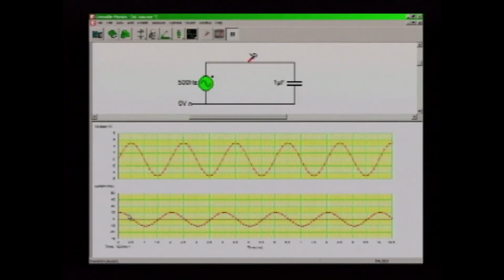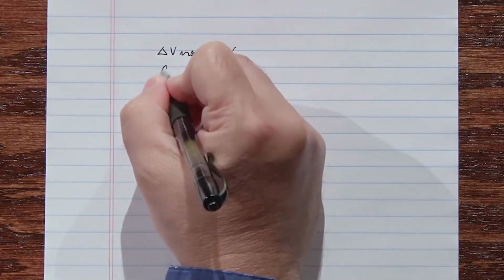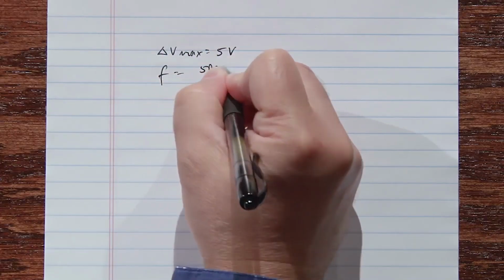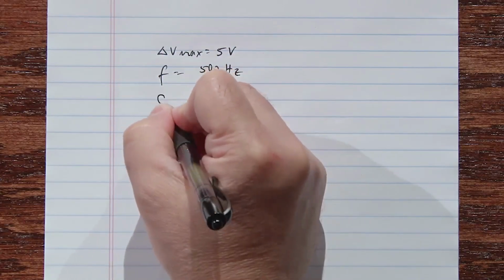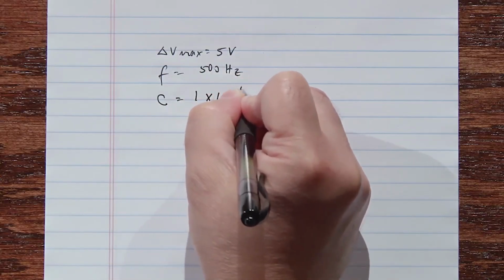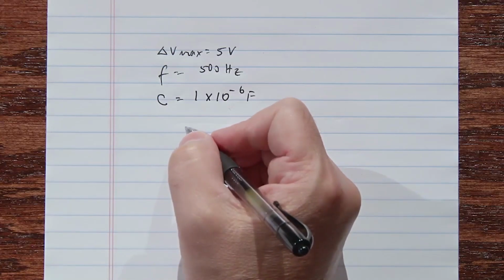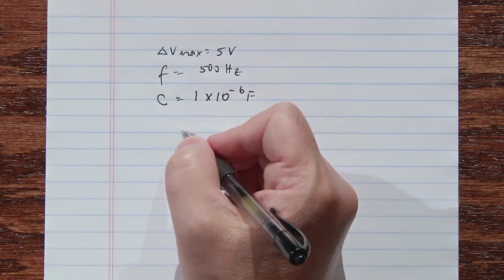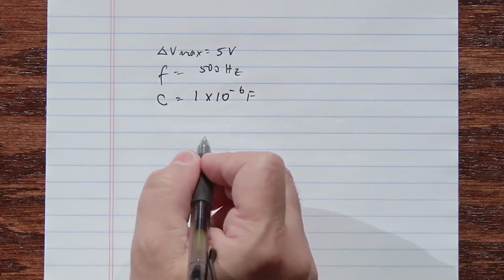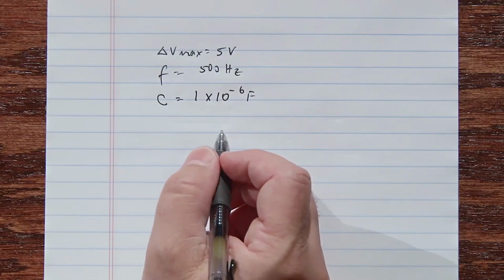Let's take a look at the magnitude of the current. Let me write some numbers down. I have delta V max is equal to 5 volts. The frequency is 500 hertz. The capacitance is 1 microfarad, or 1 times 10 to the minus 6 farads. And the peak current looks to be around 15 milliamperes. Actually, let's do our calculations and see if we get 15 milliamperes, give or take, maybe a little bit more than that.